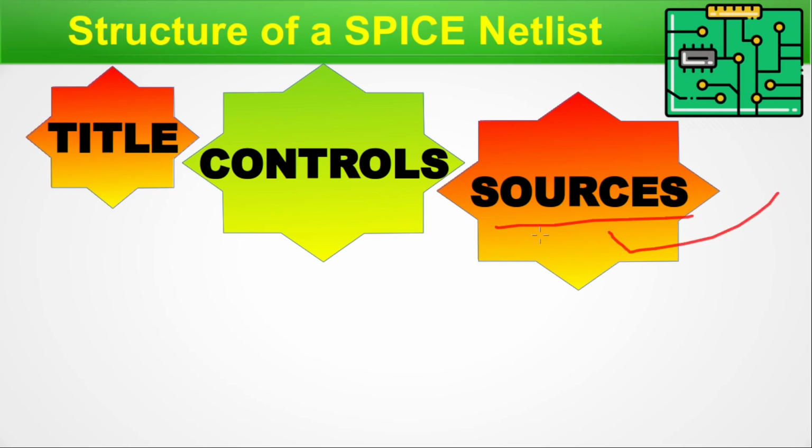Generally, the sources are defined first and then we start the components, because the type of the sources, whether it is AC, DC or a mixture of AC and DC, has to be determined first, and what voltage and so on. Those will be there.